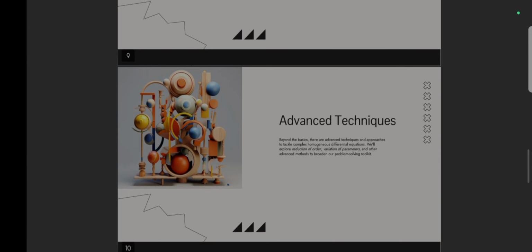Next one, advanced techniques. Beyond the basics, there are advanced techniques and approaches to tackle complex homogeneous differential equations. We will explore reduction of order, variation of parameters, and other advanced methods to broaden our problem solving toolkit.